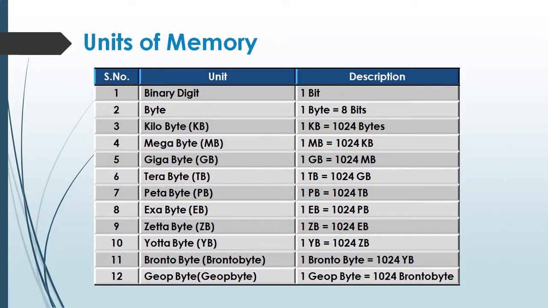Now let's talk about the units of memory. The basic unit is still the binary digit, that is a 1 or a 0, which is called 1 bit, as we have already discussed. The fundamental unit is the byte, which is a collection of 8 bits, and 1 kilobyte is equal to 1024 bytes. We can sometimes get confused, thinking 1 kilo means 1000, but that is not the case.